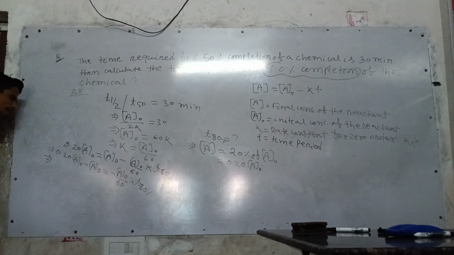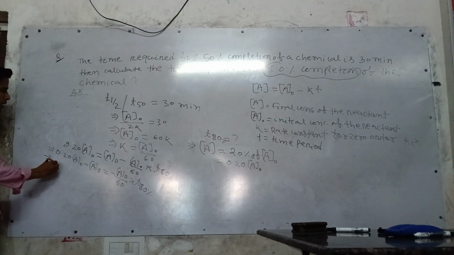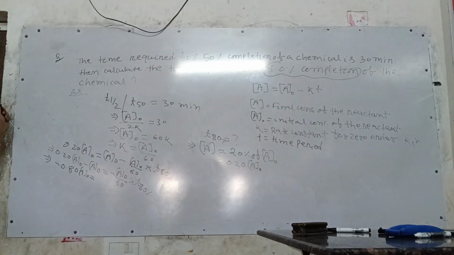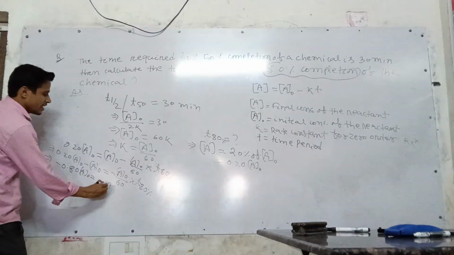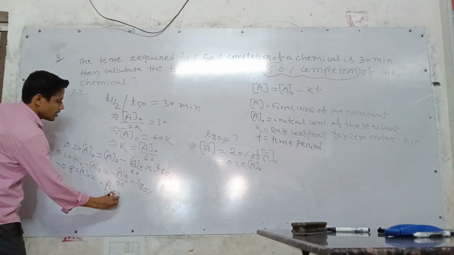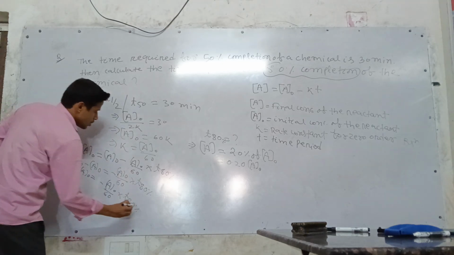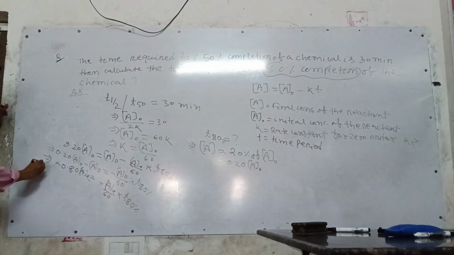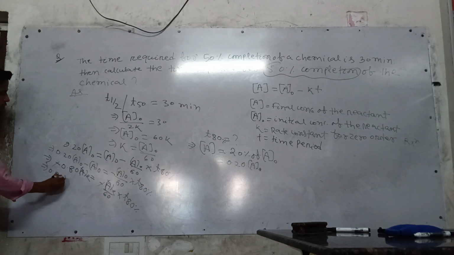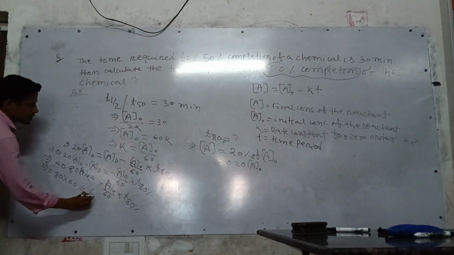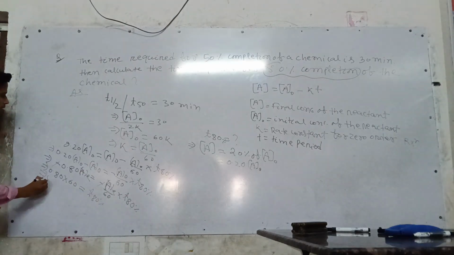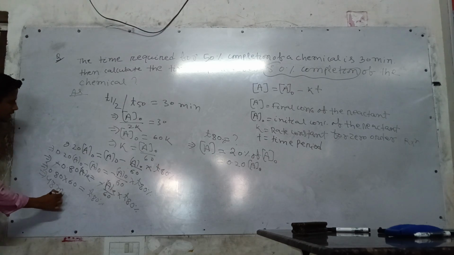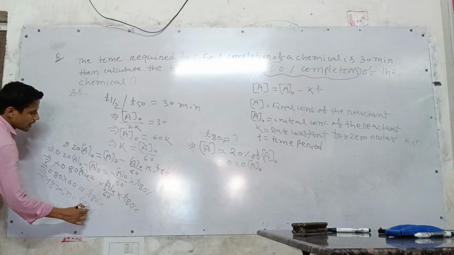So 0.20 A0 minus A0 equals minus 0.80 A0, which equals minus A0 by 60 into t 80%. So the minus gets cancelled, and A0 gets cancelled here. If we multiply 0.80 into 60, this equals t 80%. On multiplication we get 48, so this is 48 minutes. This is the time required for 80% completion of the reaction.